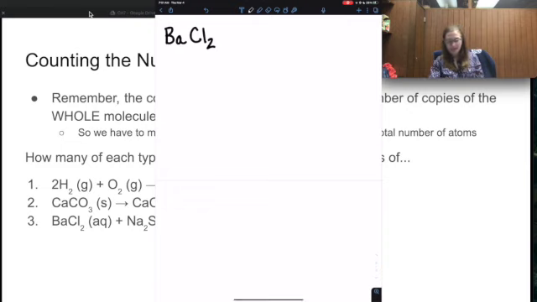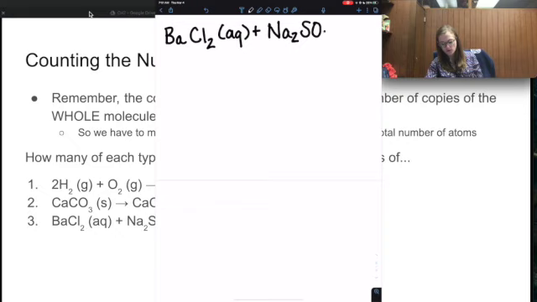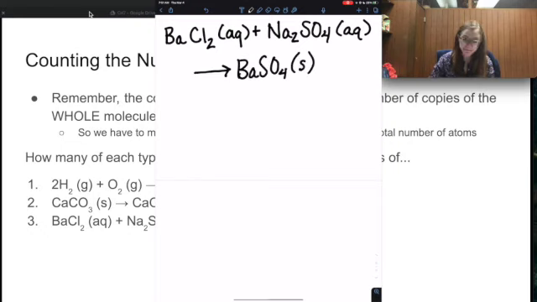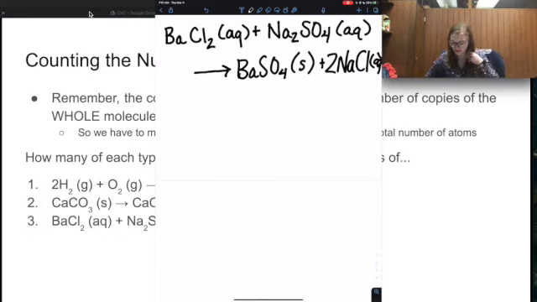BaCl2 aqueous. Remember, that just means BaCl2 is dissolved in water in this case, plus Na2SO4, sodium sulfate, and that is also an aqueous solution. That is going to yield BaSO4 solid and 2NaCl, and that's aqueous. Kind of ran out of space on the screen there. But 2NaCl, that's aqueous.